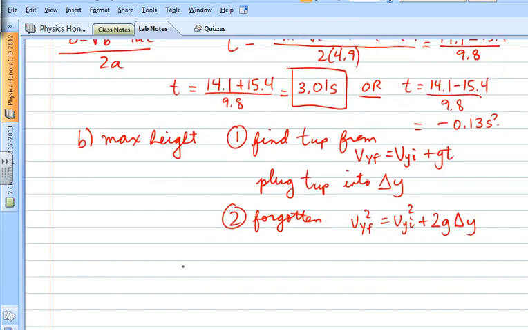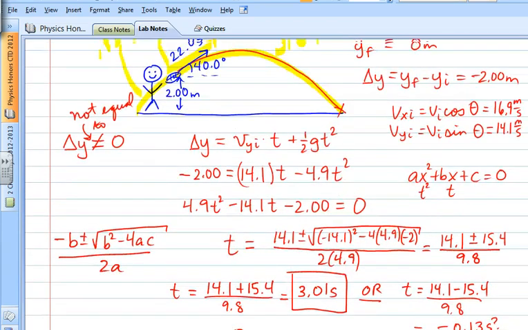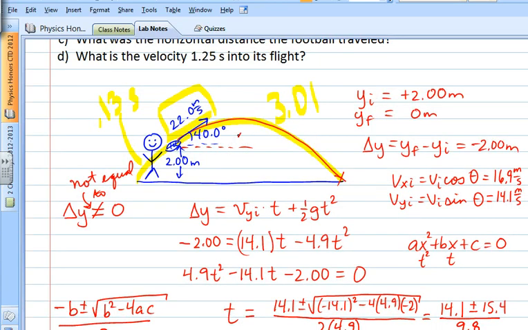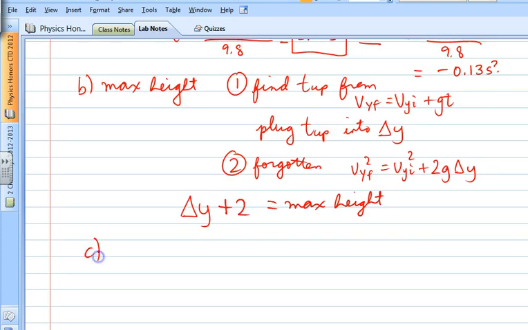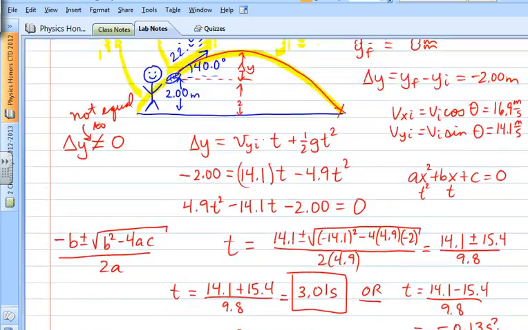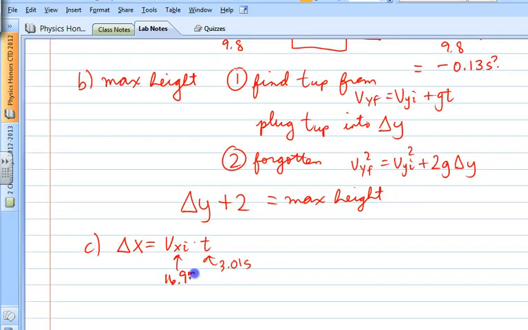But either way, when you find delta y, we're only talking about the height something has gone up from the starting point. So this is delta y right here. In order to find the max height above the ground, we still have to add in another 2 meters. So we have to add plus 2 to find the max height. I'm not doing the math for this, I'm just showing you how to do it. To find the horizontal range, or the distance traveled, we know this by now. Delta x is Vx initial times the total time of flight, and that was our 3.01. And this Vx initial was 16.9, and you can plug that in and see what you get.